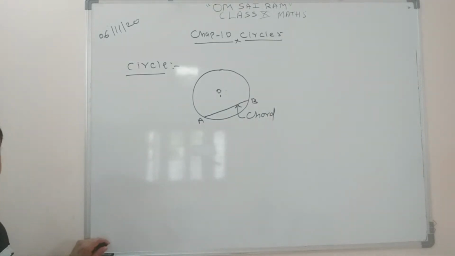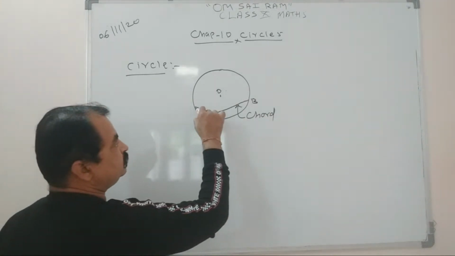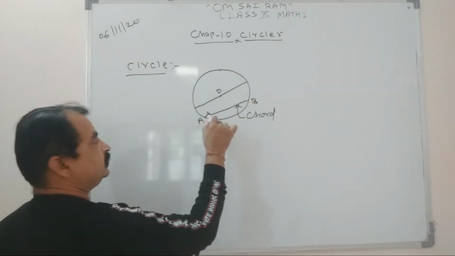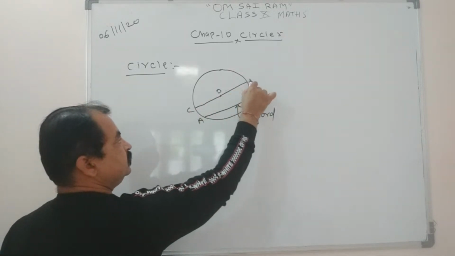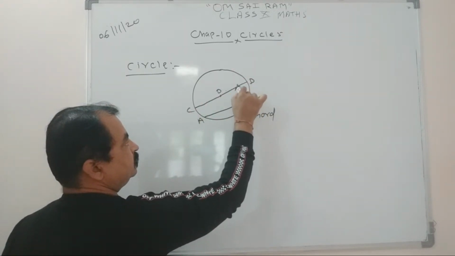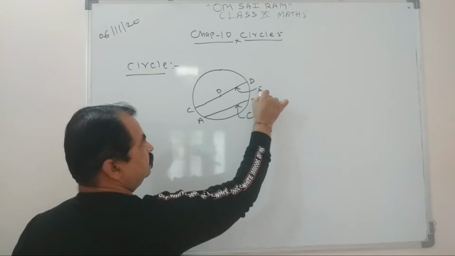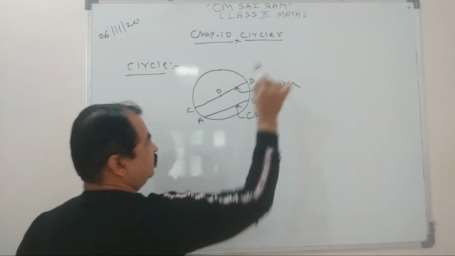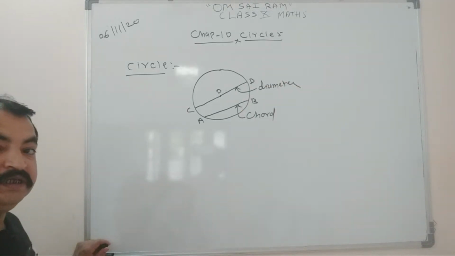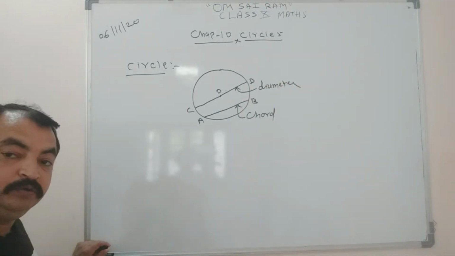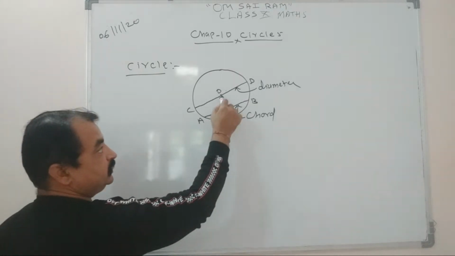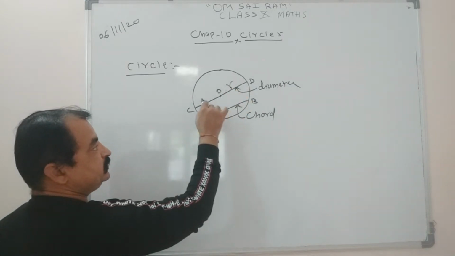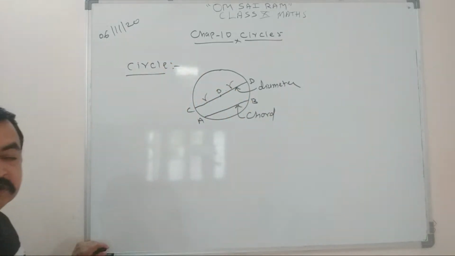And when this chord passes through the center, children, suppose this is CD, this chord is called the diameter of the circle, children. So this is the diameter, and you know the distance between the center and any point on the circle. Center is O, point is D, is called the radius. So OD is the radius, OC is the radius, children.